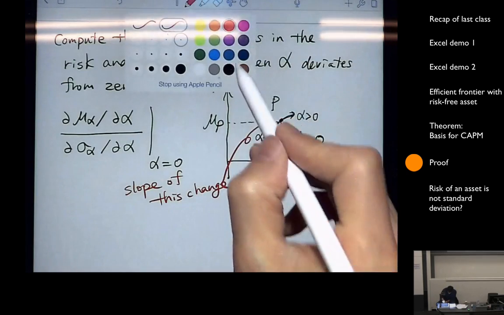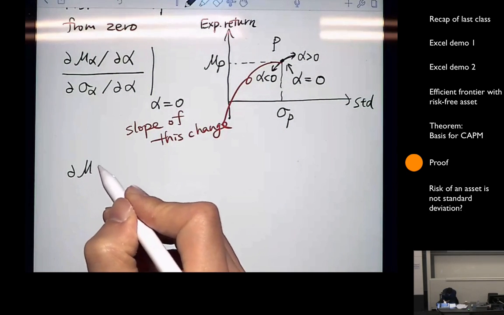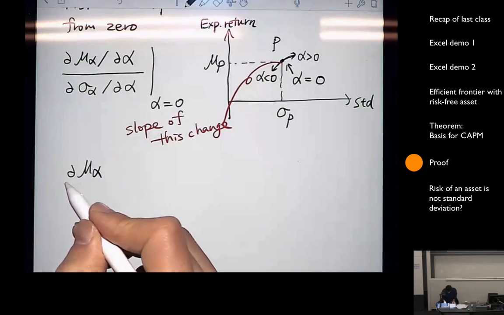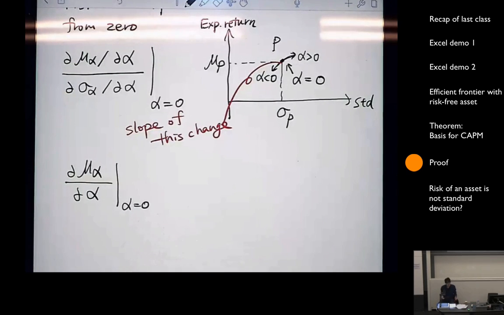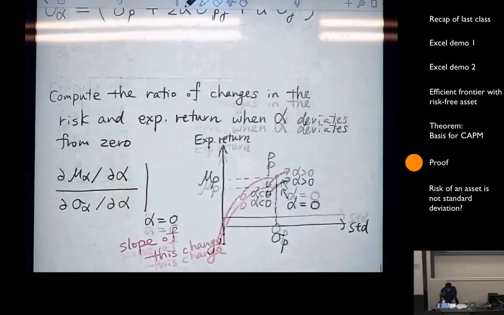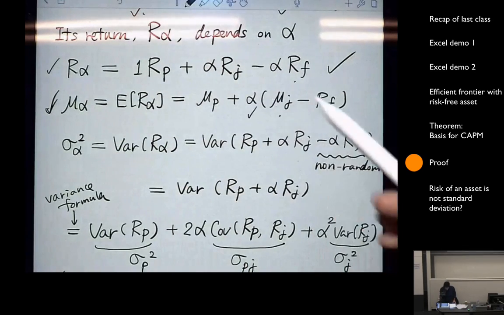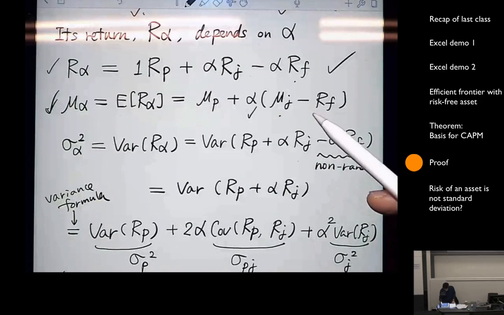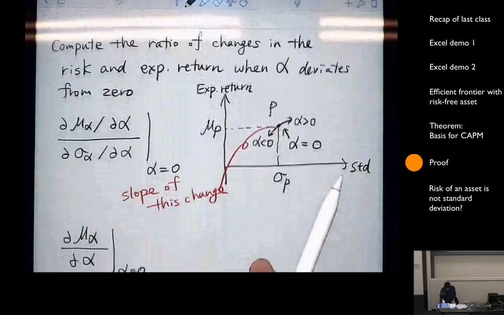It's not very hard. We already got mu alpha. So we can easily differentiate that with respect to alpha. So this is our mu alpha, and alpha appears only here. So if you differentiate this with respect to alpha, we only have mu j minus rf.